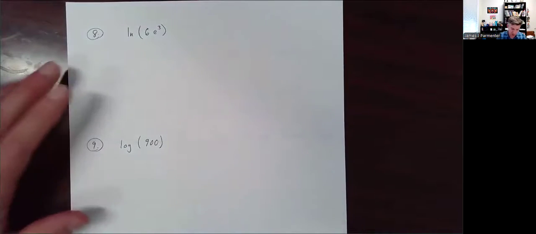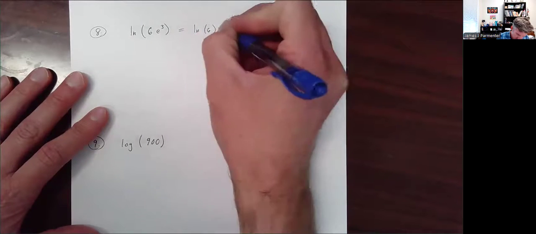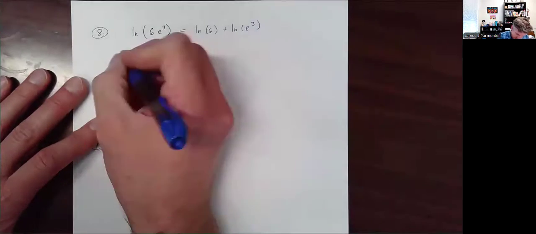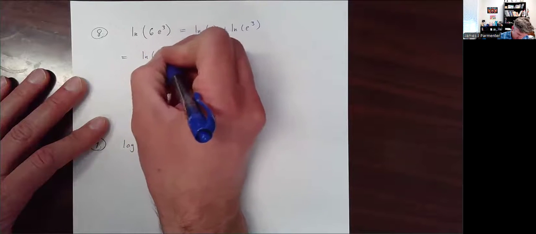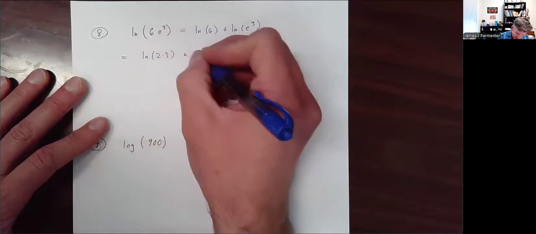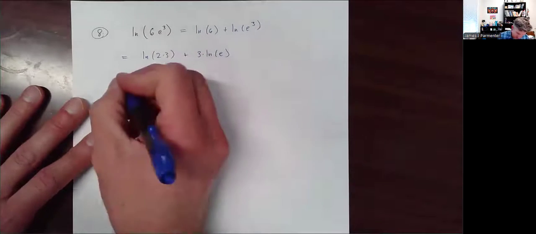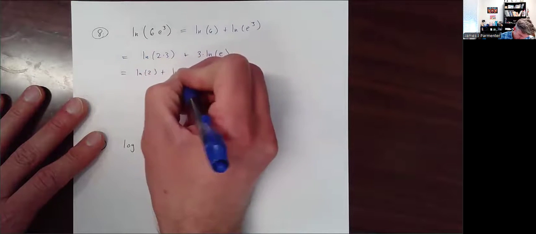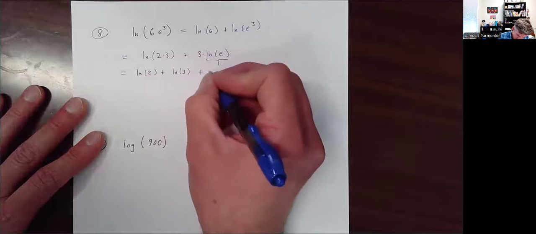So natural log of 6e cubed, it's totally fine to write this as the natural log of 6 plus the natural log of e cubed. The natural log of 6, I'm going to break that up as 2 times 3. So it's the natural log of 2 times 3. And the natural log of e cubed is 3 times the natural log of e. Natural log of 2 times 3 is the natural log of 2 plus the natural log of 3. And it's really important to know that the natural log of e is just equal to 1.